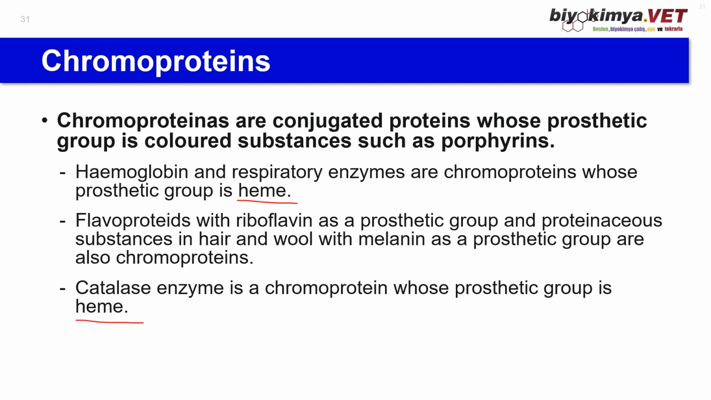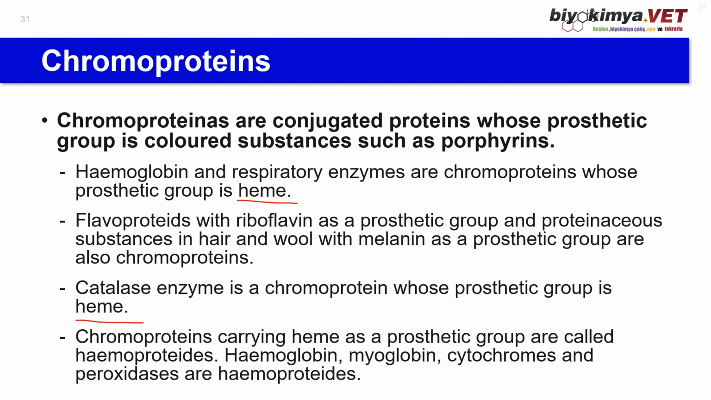And by the way, catalase, hemoglobin, and respiratory enzymes are also metalloproteins because in the structure of heme, iron is carried. Chromoproteins carrying heme as a prosthetic group are called hemoproteins. So hemoglobin, myoglobin, cytochromes, and peroxidases are hemoproteins. And the study of chromoproteins is a fundamental topic in biochemistry. Understanding the structure and functions of these proteins is important for a better comprehension of health and disease mechanisms.